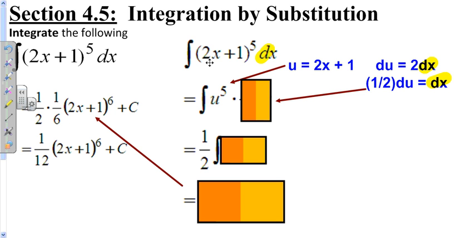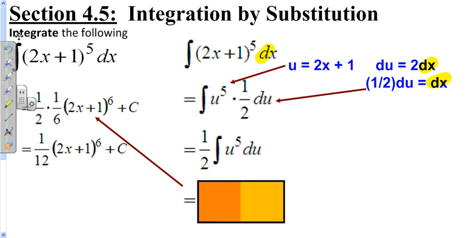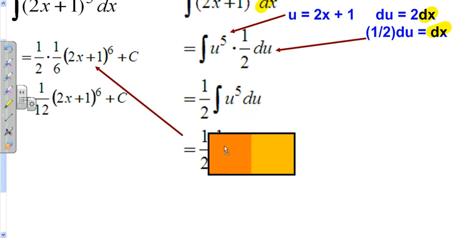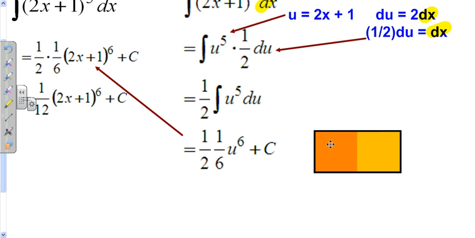So you're now going to go ahead and replace your 2x plus 1, which is our u, with u raised to the 5th. Replace our dx, it's highlighted here, with our 1/2 du. Then pull that 1/2 out in front. And now you'd want to just go ahead and integrate this, which you know would be u to the 6th with a 1/6 in front with that 1/2.